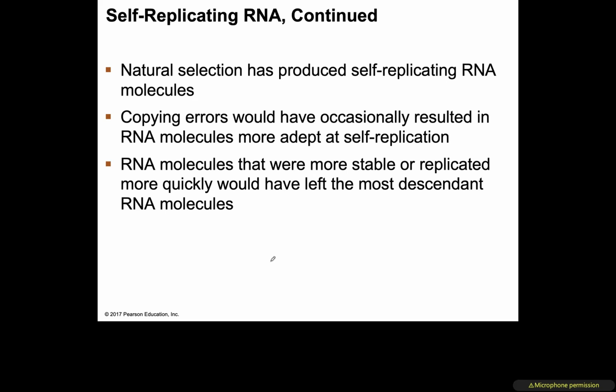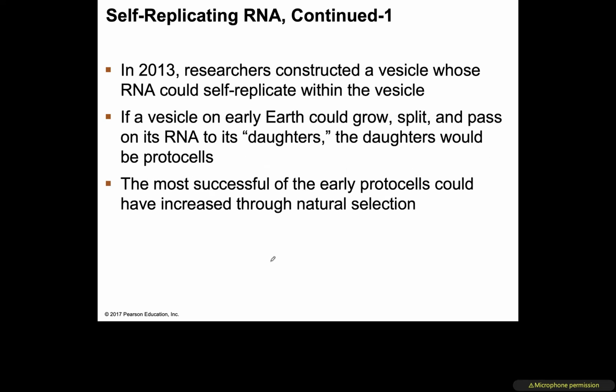It was the beginning of the making of those molecules, starting out from small RNA pieces to becoming larger ones. Those RNA molecules that were more stable and replicated more quickly would have left the most descendant RNA molecules. Those that didn't do well in their replication, that weren't stable, are not the ones that continued on, because if they weren't stable, they're not going to replicate and go to the next generation. So in 2013, researchers constructed a vesicle whose RNA would self-replicate within the vesicle.